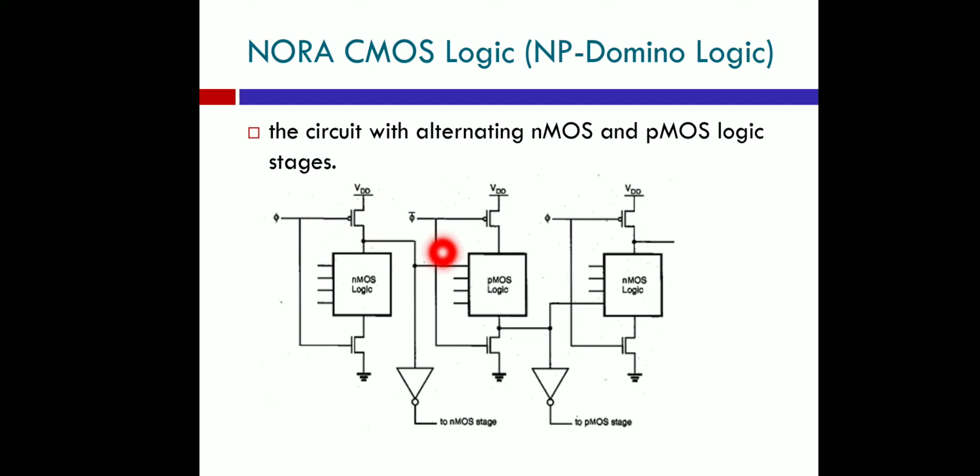What is happening in the PMOS part? When phi is 0, phi bar is 1. So this is off and this is on. This is your pre-discharge. This is on, which means the output node will be discharged to 0. So in the NMOS domino side, when phi is 0, pre-charge happens, and in the PMOS domino, when phi is 0, pre-discharge happens. That is, the output node is pulled down to 0.